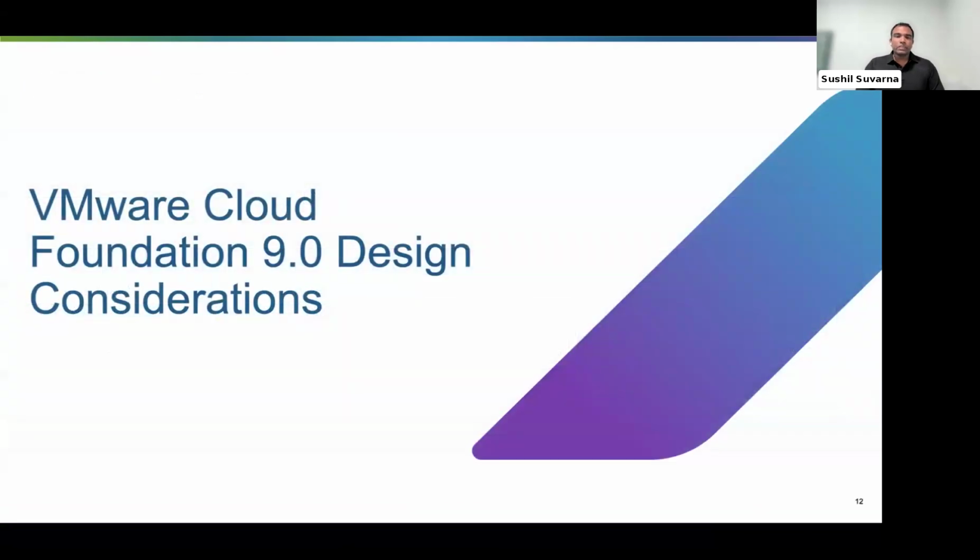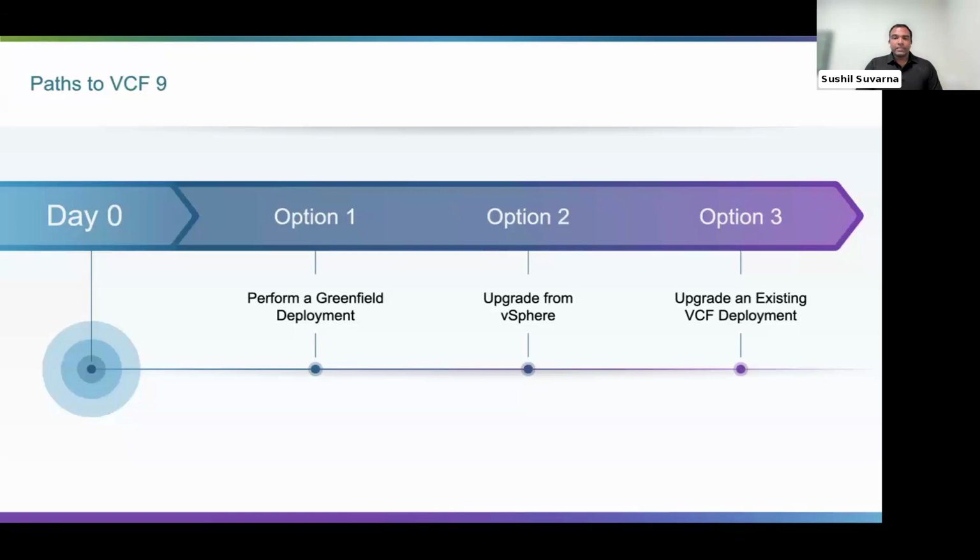Let me quickly go through some of the design considerations that we've thought through as you look at VCF 9. The first thing I wanted to mention is that you have different paths to get to VCF 9. The first is you can create a brand new deployment, of course, that's option one. Option two is you can upgrade from an existing vSphere-based deployment with any combination of vSphere and the other components that exist. And option three is you can upgrade from an existing VCF deployment.